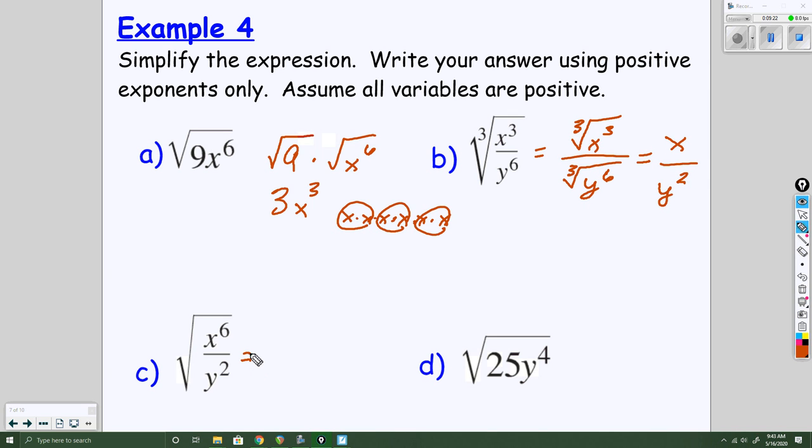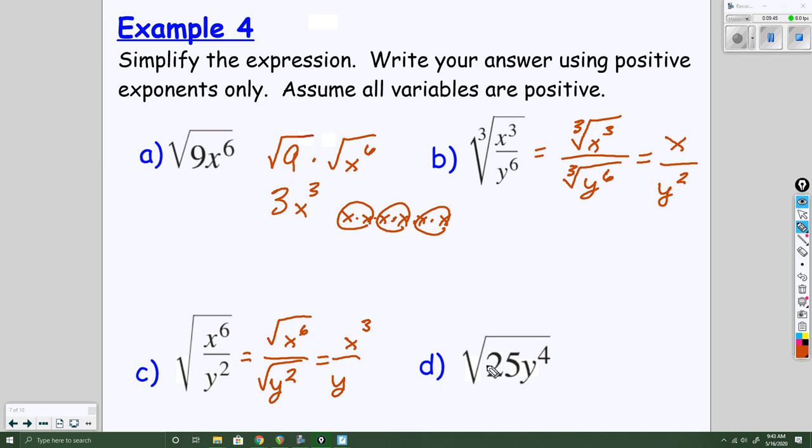In part C, same thing. We have the square root of x to the 6th over the square root of y squared. Remember the index is 2, so we're looking for pairs. There are 3 pairs that are going to come out in the numerator, just 1 in the denominator. So we have x cubed over y.